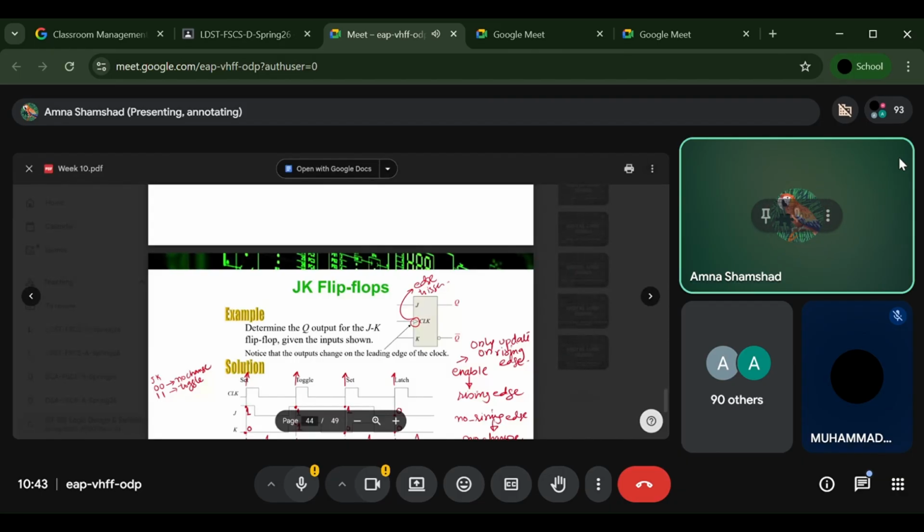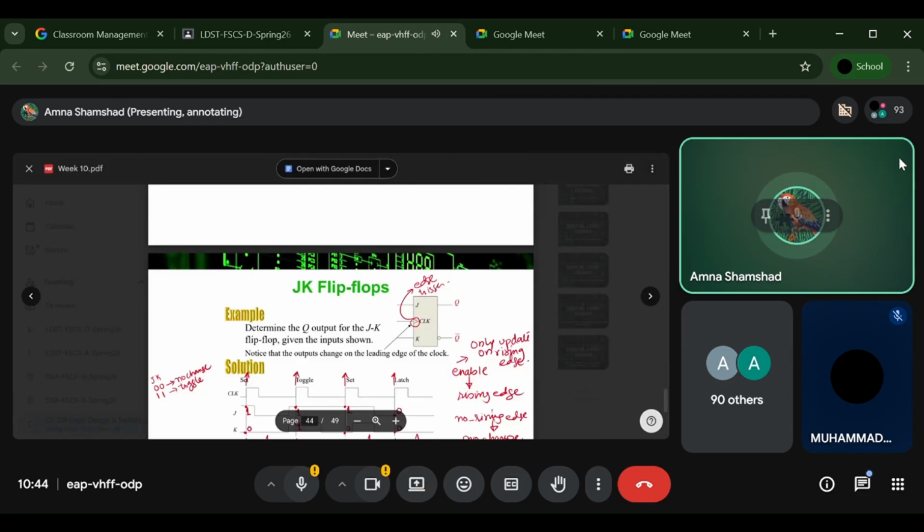You have this clock signal. Clock signal means this is the rising edge, then this is falling, then again this is rising, so I have drawn one square wave. And then after this we have the inputs J and K. In short, in this diagram we have the clock signal and inputs J and K in a waveform, and we have to predict the output wave as well.